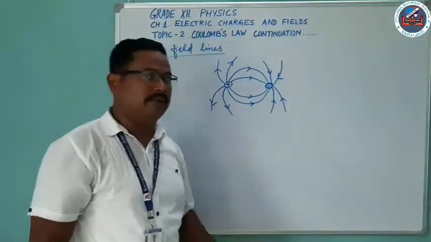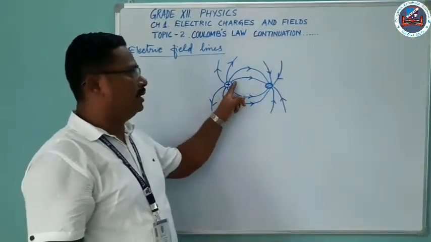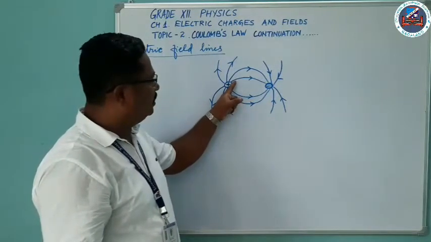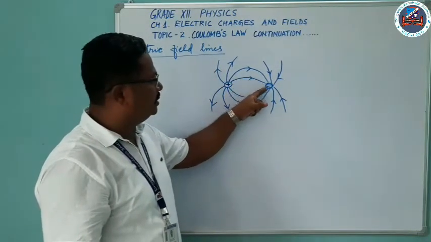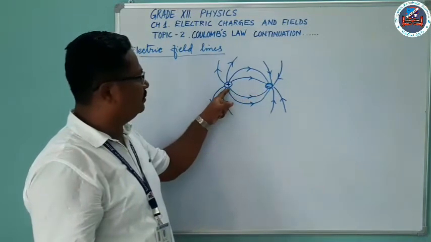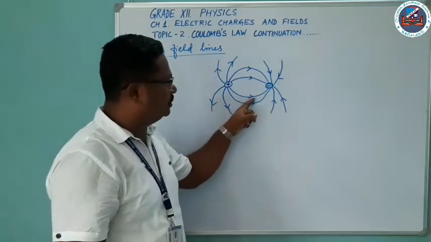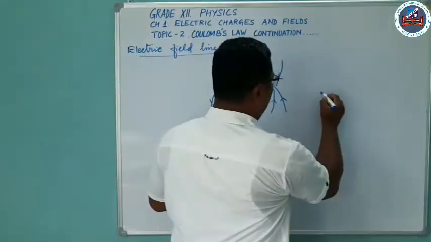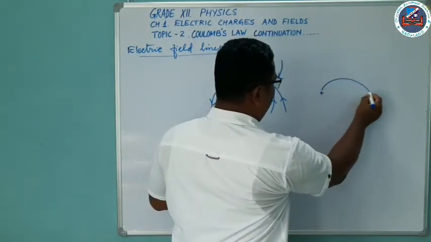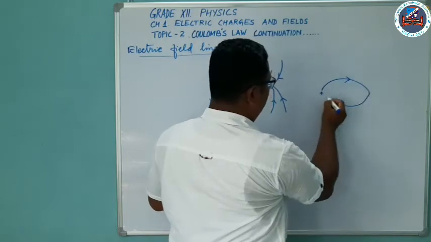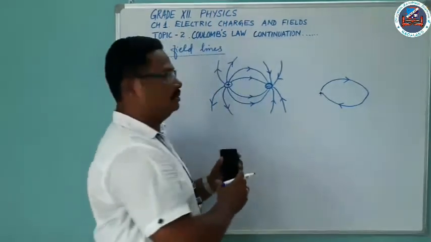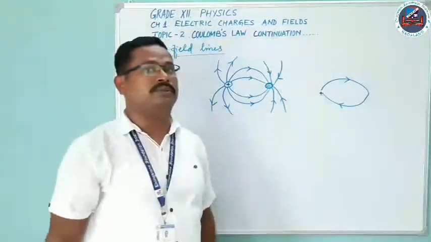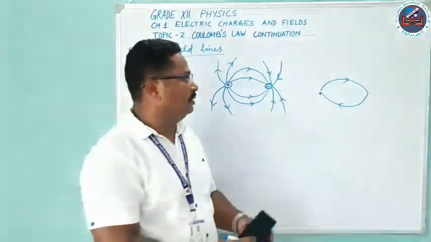If you look very carefully, they do not form any closed loops. This field line goes from positive to negative, but it's not coming from negative to positive. When you say closed loop, it has to go from one end to the other end and then come back. So we say that electric field lines never form closed loops.